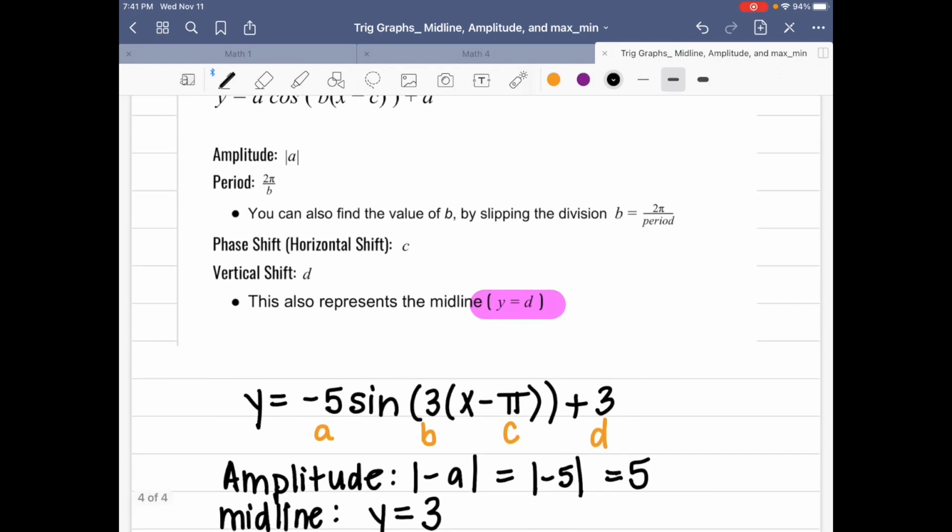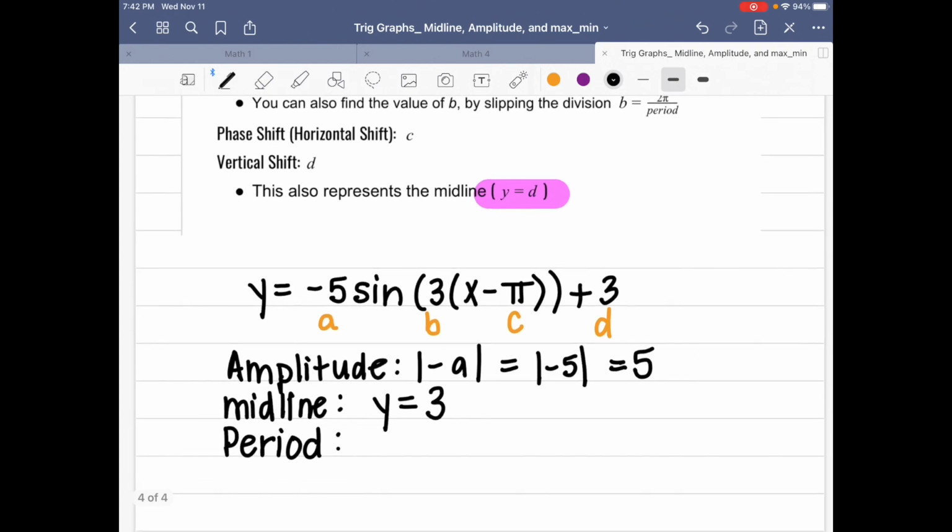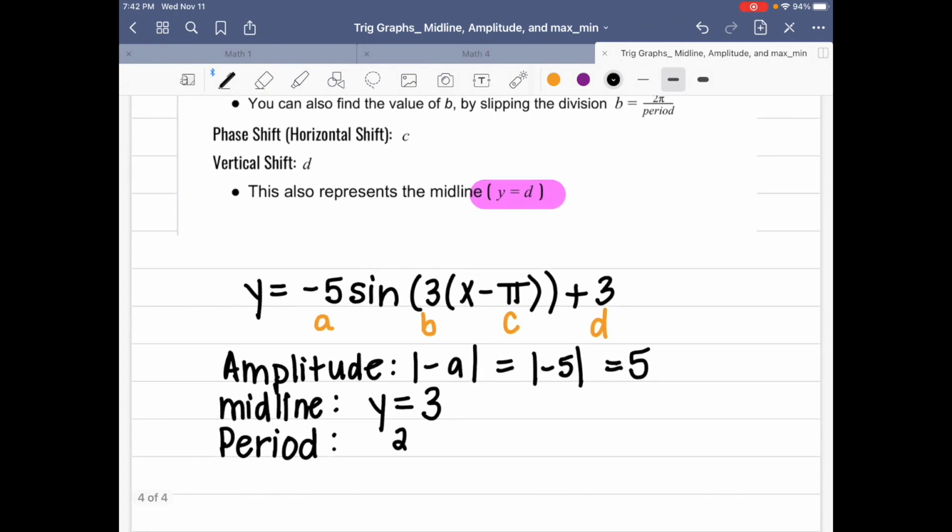All right, so then the next thing we're going to talk about is the period. So the period is how far one wave is stretched out or how far one wave is compressed in. For that period, we do 2 pi divided by B. So my 2 pi divided by 3 means that it's going to go from 0 to 2 pi over 3. And I'll show you in Desmos in just a second that period.